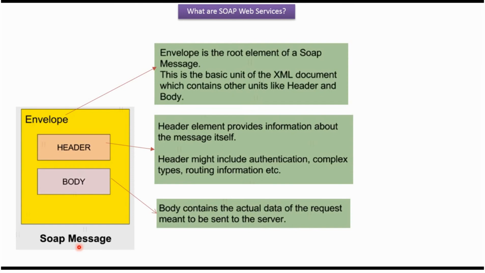Here you can see the SOAP message. A SOAP message consists of envelope, header, and body. The envelope is the root element of the SOAP message, and it is the basic unit of the XML document, which contains other units like header and body. Header elements provide information about the message itself, and the header might include authentication, complex types, routing information, etc. And the body contains the actual data of the request that is meant to be sent to the server.